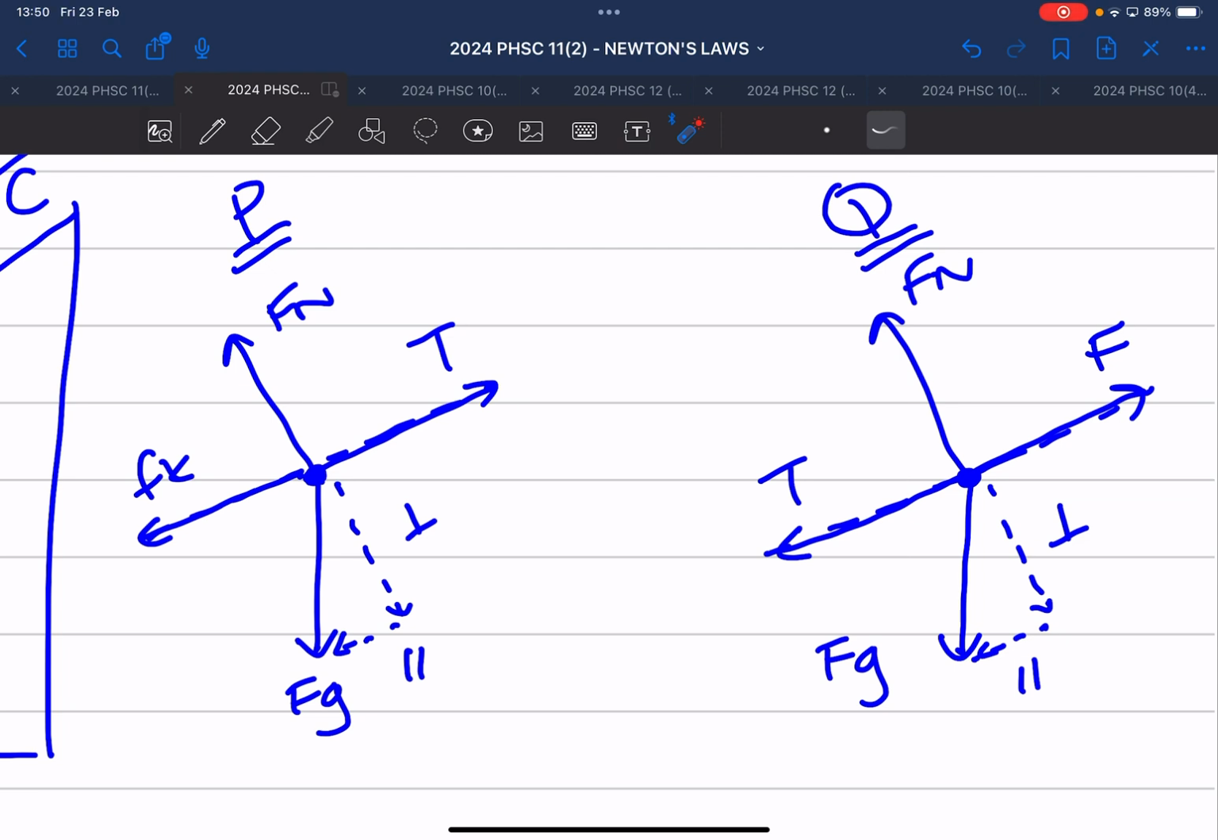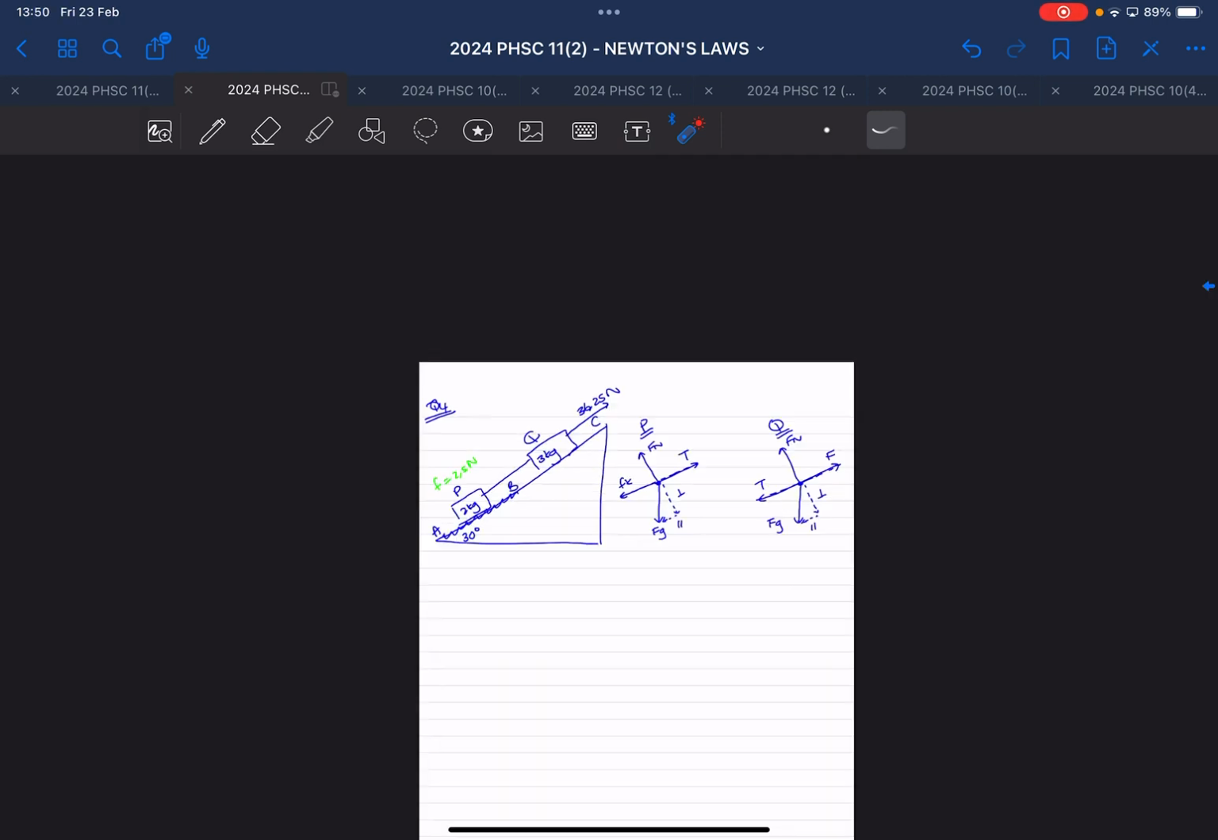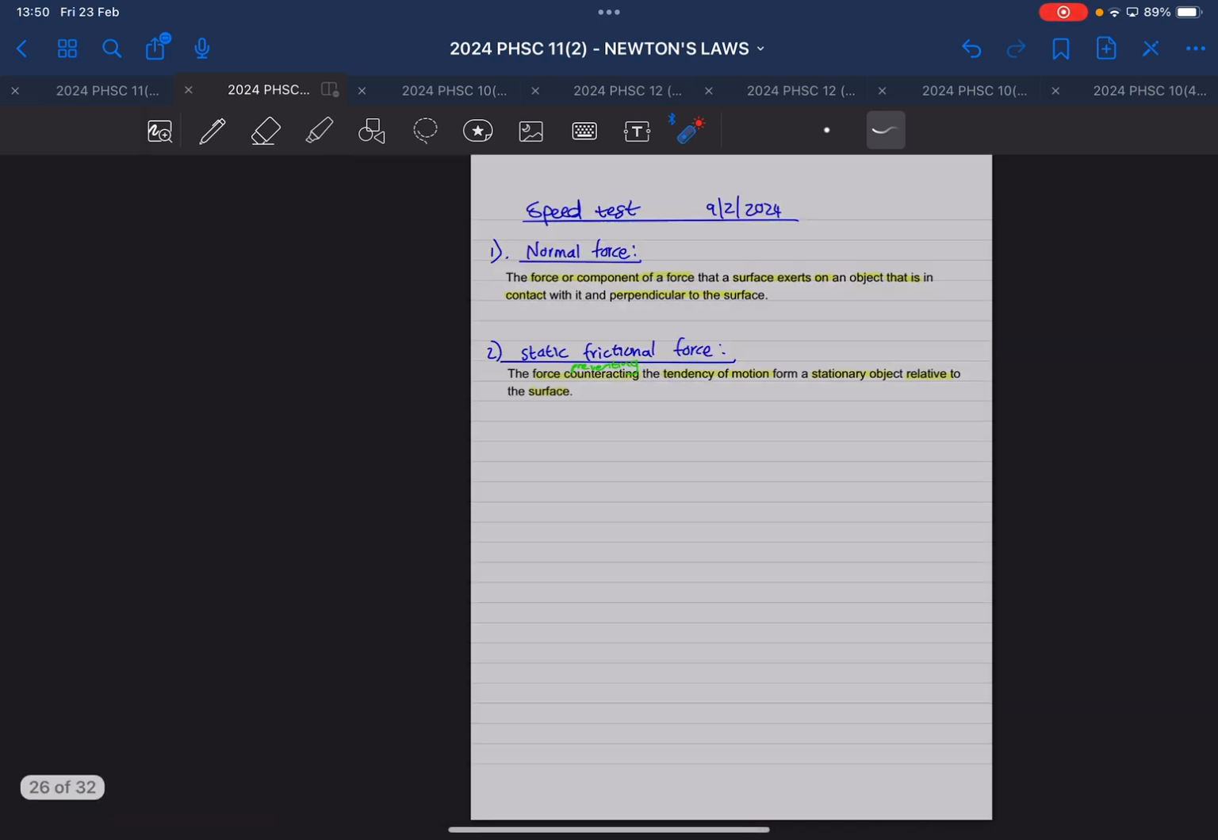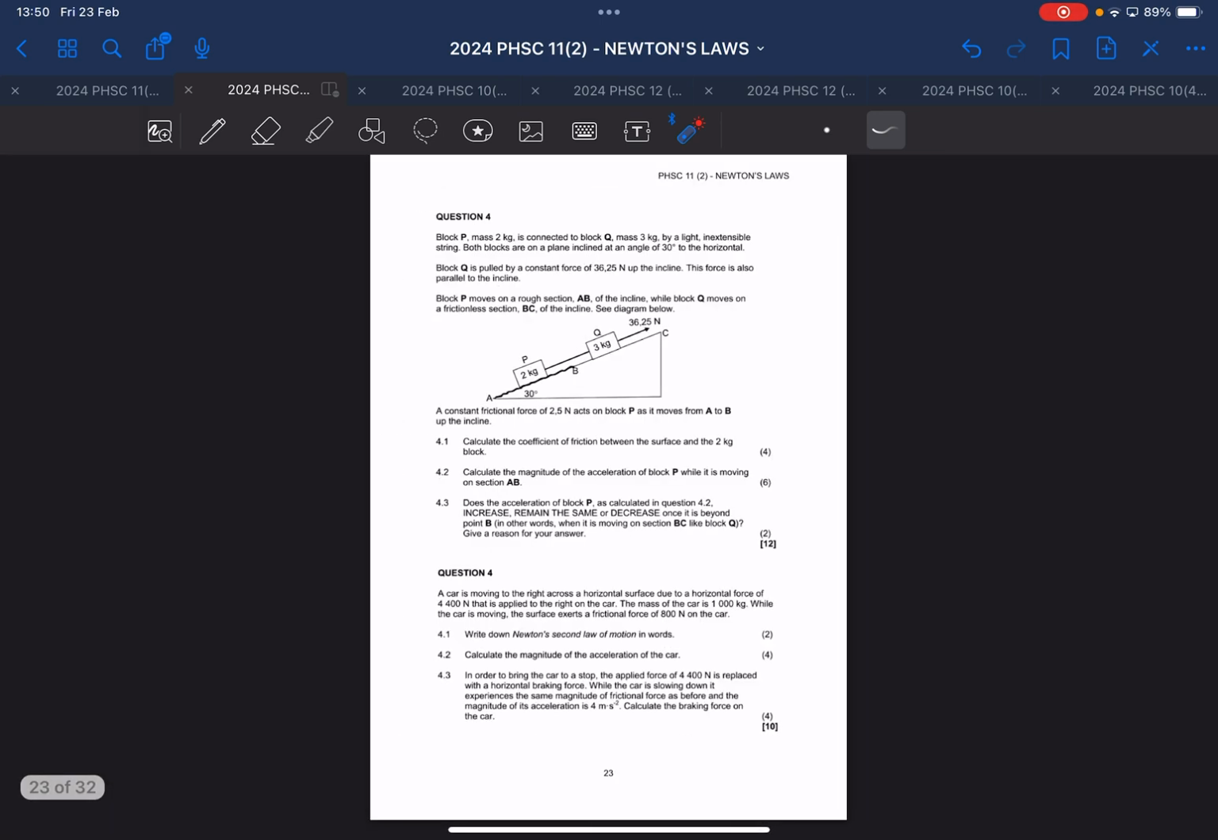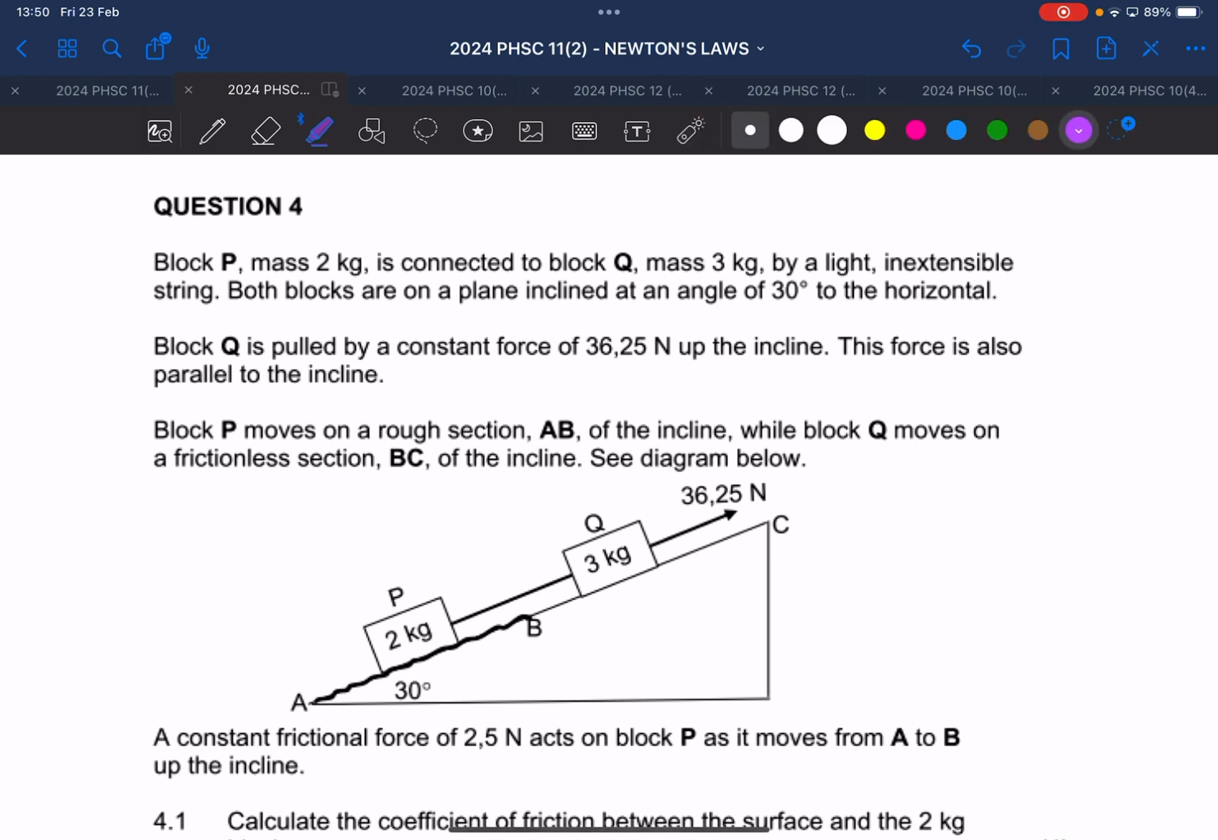Okay, so I'm going to be with you in a moment. So she's referring to these words that says there's a constant force. Constant force does not mean constant velocity. It does not mean constant acceleration. It depends on the question.